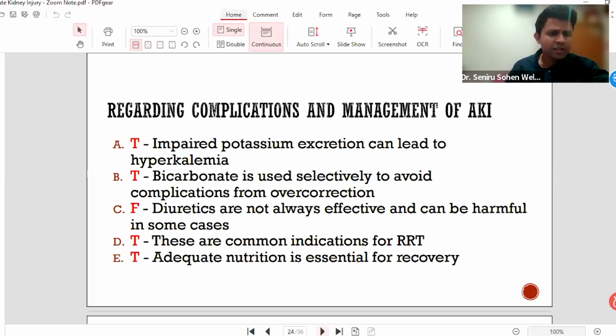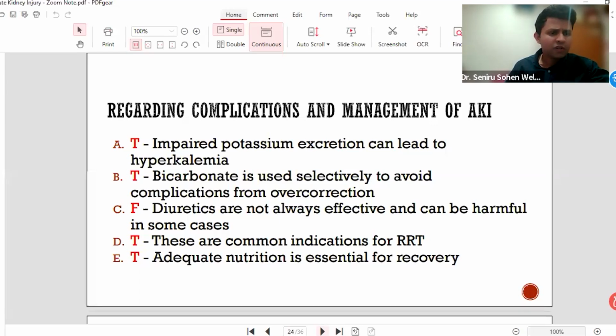Diuretics are the first line treatment for all patients with oliguric acute kidney injury. Wrong. They can be tried in patients with non-oliguric acute kidney injury or when patients are in clear fluid overload. And of course, in oliguric acute kidney injury, diuretics are not always effective and can be harmful.